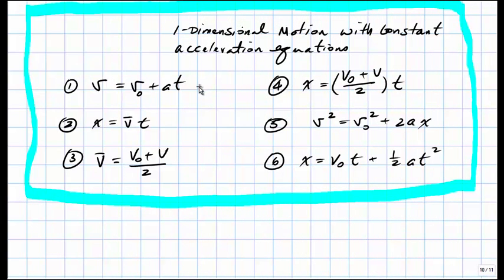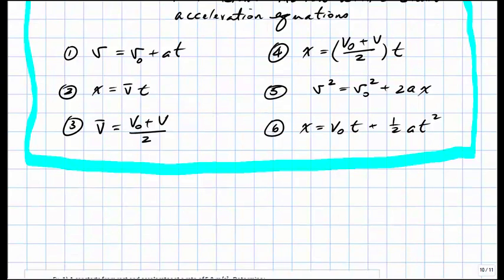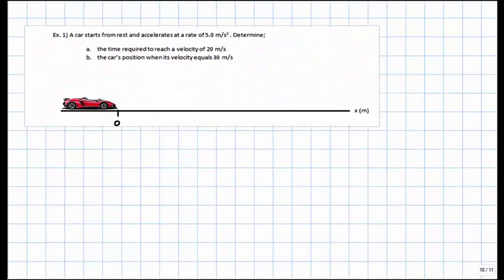We will now demonstrate the application of these equations through the following 2 examples. In our first example, we have a car starting from rest and accelerating at a rate of 5 meters per second squared. We need to determine the time required to reach a velocity of 20 meters per second. We also need to determine the car's position when its velocity equals 30 meters per second.